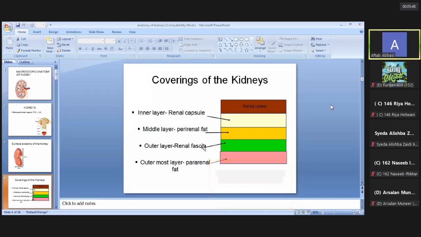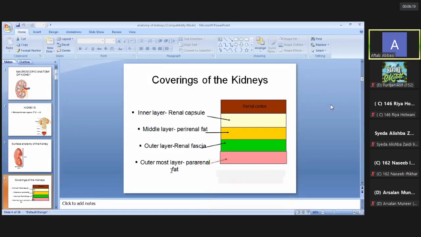Outside this layer, there is a layer of fatty connective tissue forming the middle layer known as perirenal fat. Then outside this layer, there is the renal fascia, an extension of the fascia transversalis of the abdomen, and it covers the kidneys, forming the third layer. Then the outermost layer is again a layer of fat known as pararenal fat. So from inside to outside, there are 4 layers.